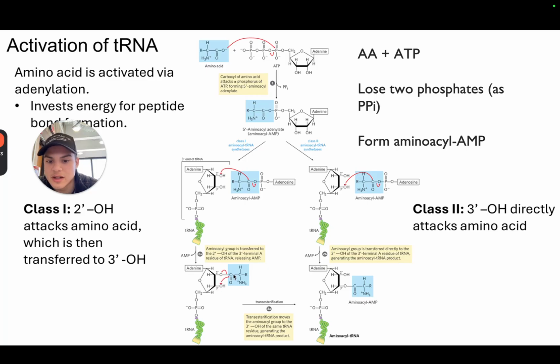If we go through the class 1 route, we know that the amino acid is going to get attached on the 2' hydroxyl, and so for the transesterification, we're just going to have the 3' end grab the amino acid, and then the amino acid is going to detach from the 2' end. And so this is going to be our final product for both routes. They have a different route to get there, but this is our final product.